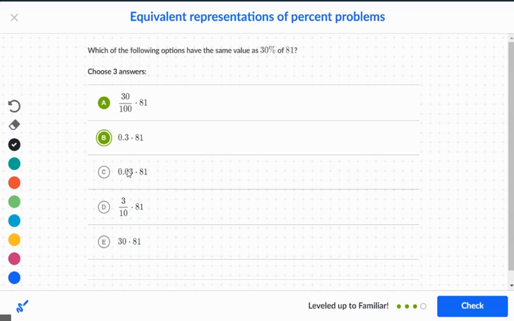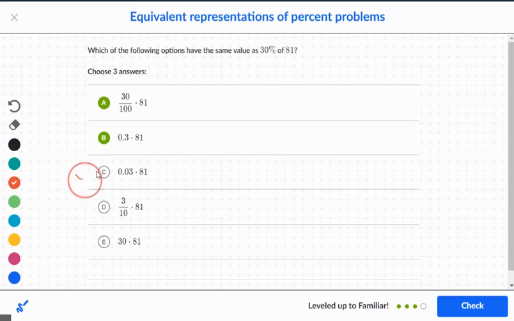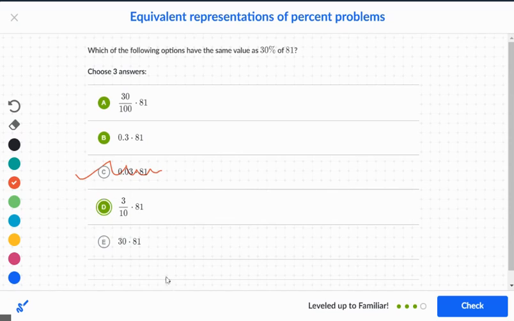Next, it's 0.03. That is not the correct decimal because that's 3 hundredths, not 30 hundredths. So this one does not work. The next one is 3/10, which is the same as 30 hundredths, and it has the correct number, so that's correct. And then this last one, we've already selected 3 answers, but that's not the correct percent or fraction or decimal. That's just 30 as a number, so that one is incorrect.